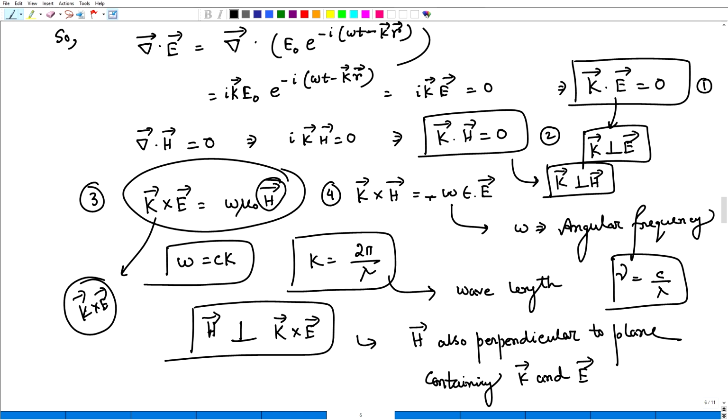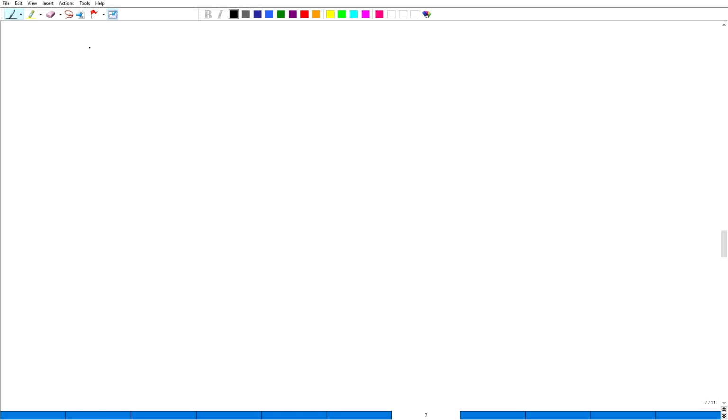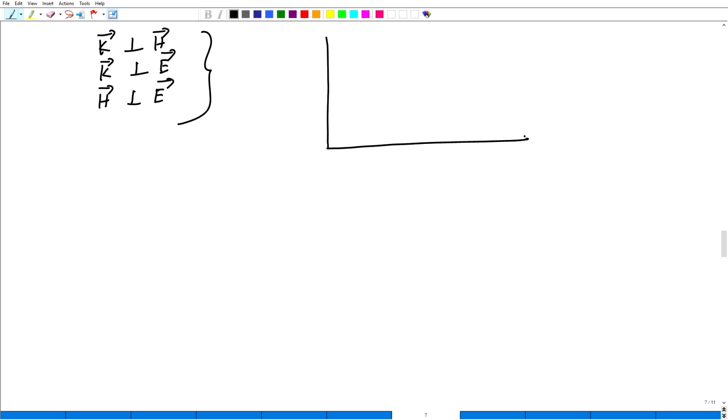So, from here we can say that all three: k is perpendicular to H, perpendicular to E, and also H is perpendicular to E. So, all three are perpendicular to each other. Then what will be the structure of our wave? Let us say this is our z axis. So, this should be x, this should be y. Okay. So, now let us say this is the direction of propagation.